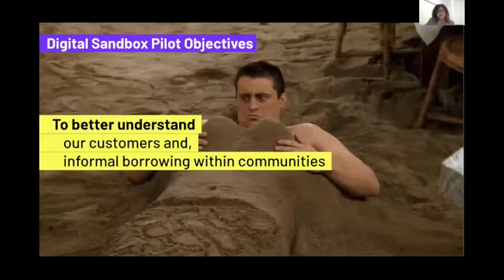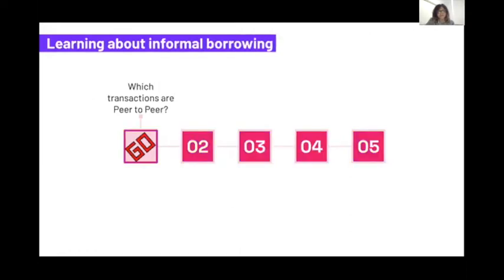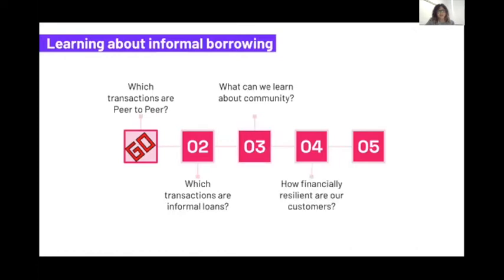The Digital Sandbox was a fantastic opportunity for us to better understand our customers and the nature of informal borrowing within communities. We learned about our customers by using our UX work to build hypotheses around their attributes and transaction patterns, and successfully validated about 80% of what we thought we knew. We learned about informal borrowing by identifying peer-to-peer transactions before asking which transactions were likely to be informal loans. Then we built a picture of community around these transactions. We brought these insights together to model the financial resilience of our customers and deployed our model against some of the APIs.